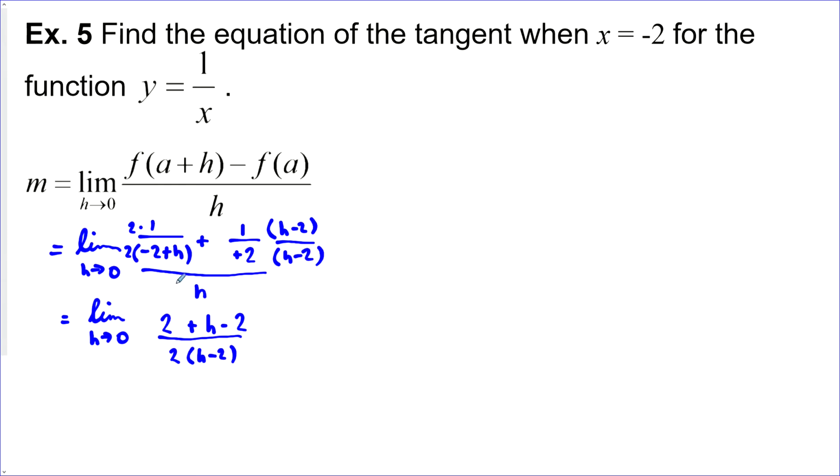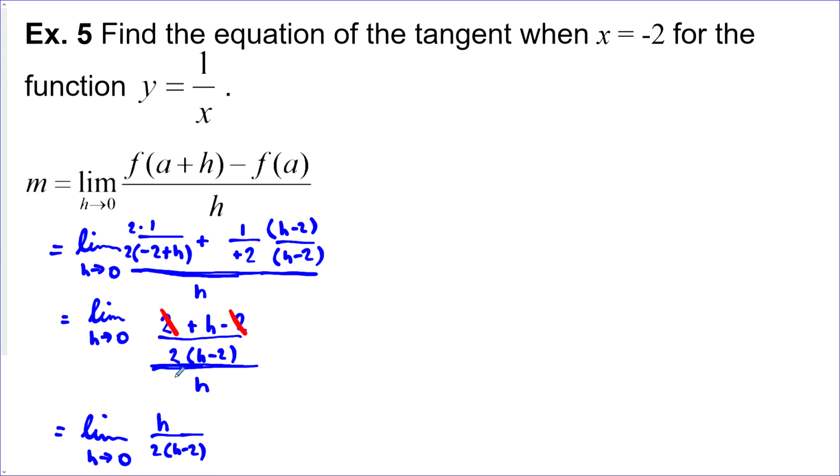And then in the overall denominator, I'll draw it a bit thicker because that's our overall one. Okay, and then there's an h down there. Now we see that 2 minus 2 will cancel out, so that's gone. And then we have the limit as h approaches 0 of h over 2h minus 2.